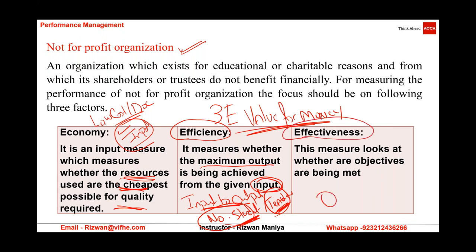It says that whatever your outcome is, whatever your output is, it should be objective oriented. Your outcome should be objective oriented, which means whatever your outcome is, it should fulfill your objective. So this is what you mean by effectiveness.